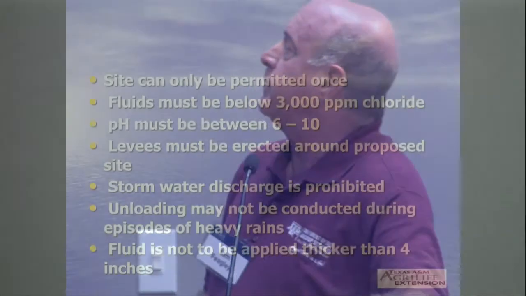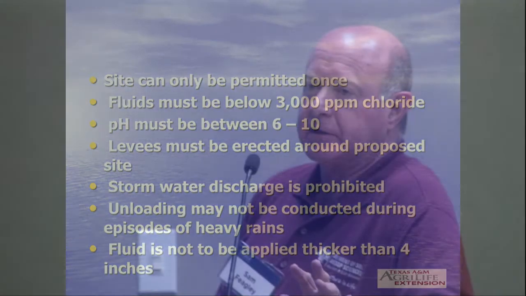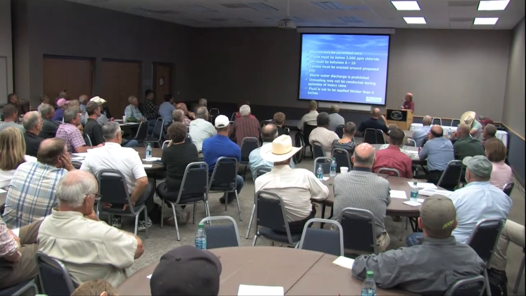Site can be permitted only once. Fluids must be below 3,000 parts per million chloride. And again, at that point, there are some plants that are pretty tolerant to chlorides, and that will be okay. But if you're trying to grow something that's very sensitive to chloride, 250 parts per million is what you need to be looking at. Must have the pH between 6 and 10. We would prefer 6 and 8, and I know that's not going to be met.